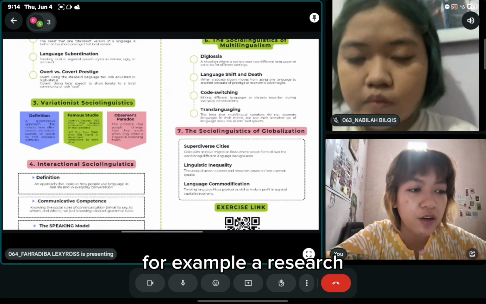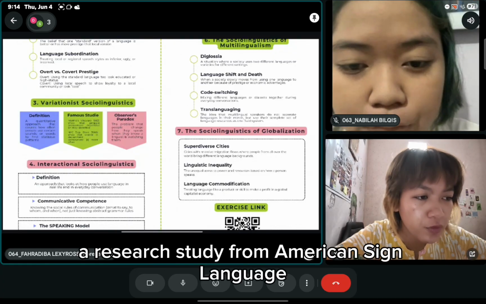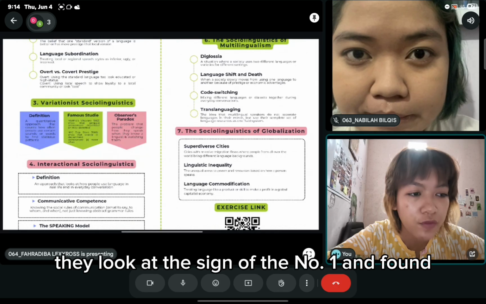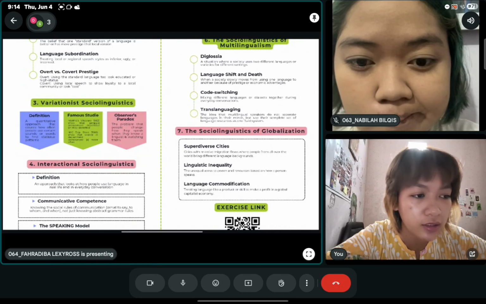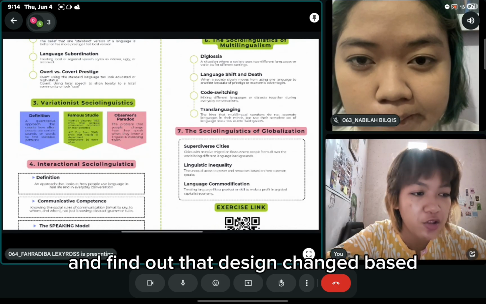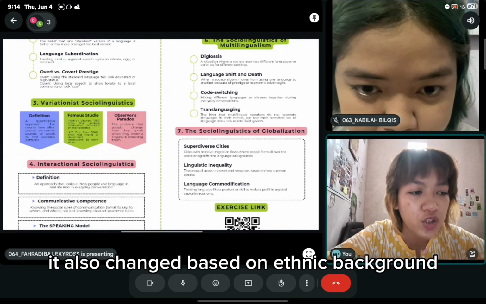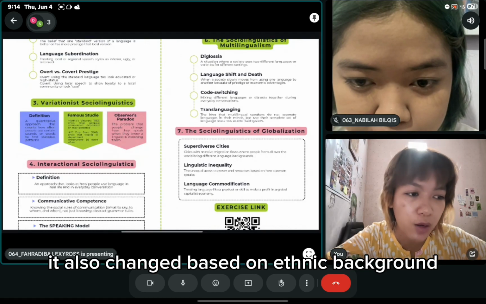For example, in a research study on American Sign Language, they looked at the sign for the number one and found out that the sign changed based on where a person went to school. It also changed based on ethnic background.